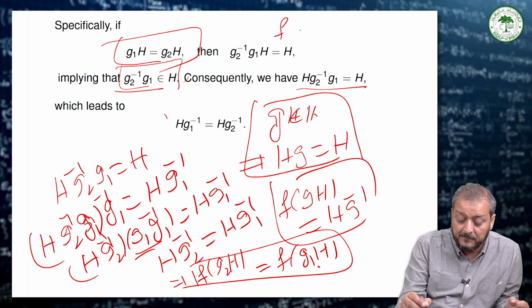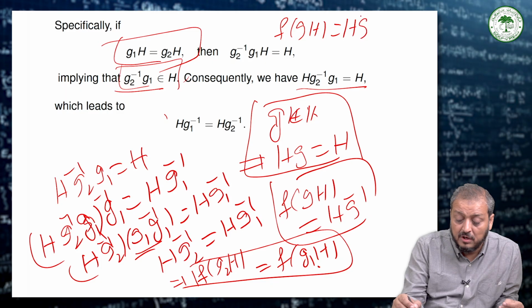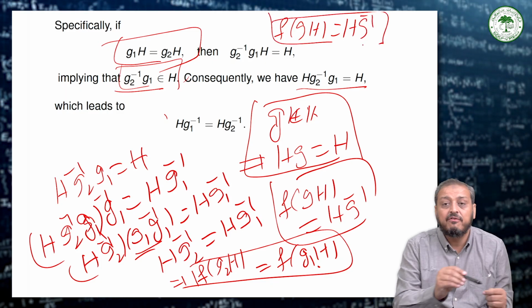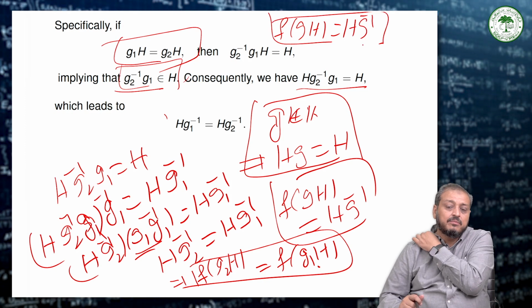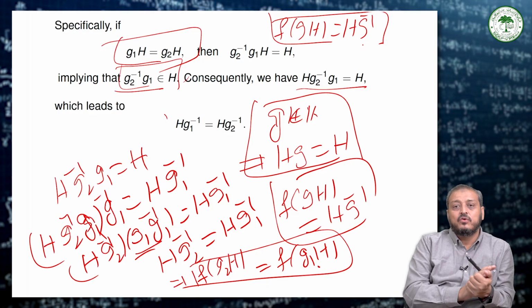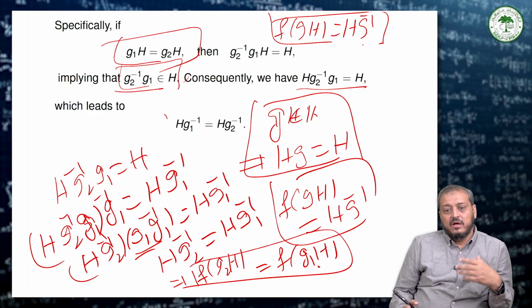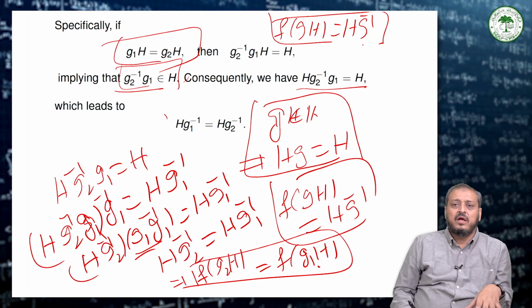And then if we show that f of G1H is equal to f of G2H, then clearly the map we define, GH is equal to H of G inverse, is well defined. So the first part, we have clearly shown that this map is well defined.